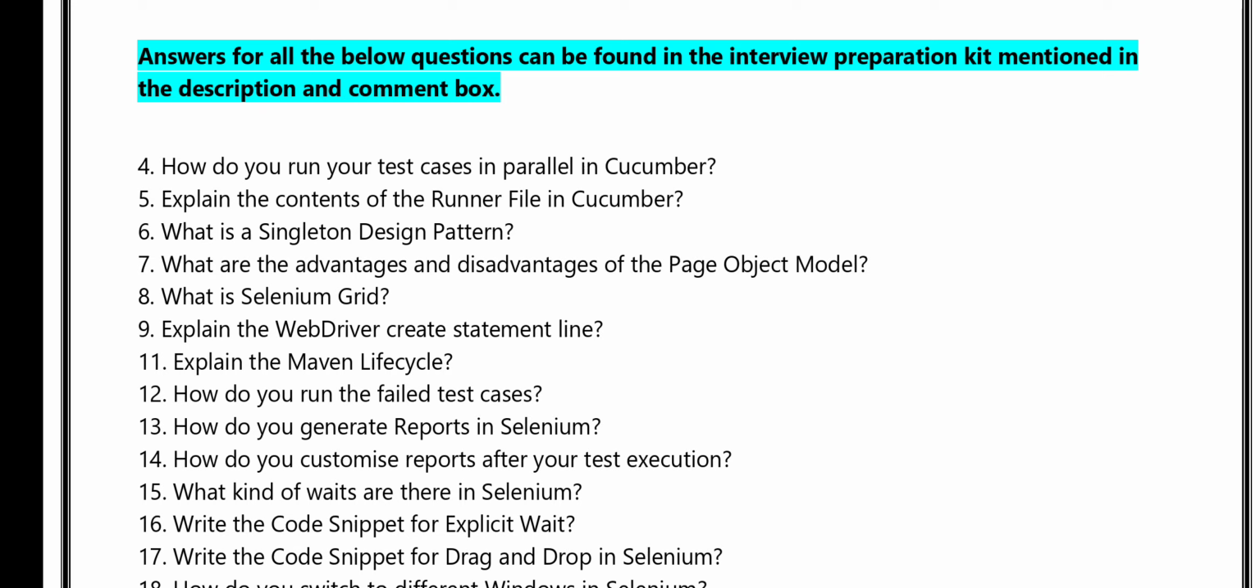Okay, let's move on to the next set of interview questions. How do you run your tests in parallel in Cucumber? Explain the contents of the runner file in Cucumber. What is a singleton design pattern? What are the advantages and disadvantages of page object model? What is a Selenium grid? Explain the WebDriver create statement line. Can you explain the Maven lifecycle? How do you run the failed test cases? How do you generate reports in Selenium? How do you customize reports after your test execution?